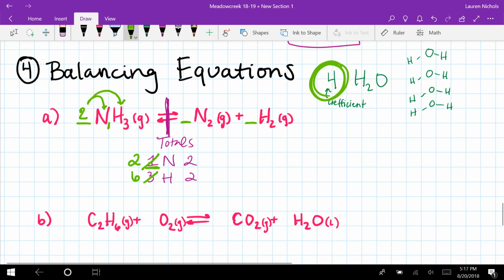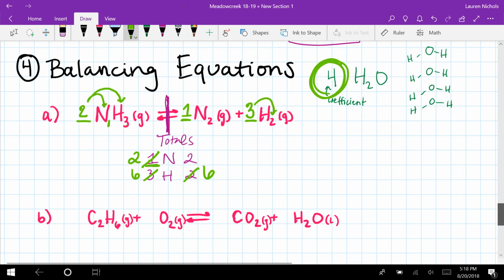So my nitrogens are balanced. I have 2 on either side. But my hydrogens have 6 on the reactant side and 2 on the product side. So I come over to hydrogen, I say, okay, what times 2 will change my total to 6? And the number is 3. 3 times 2 is 6. And now I have a balanced equation. So you might be asking, well, what does that mean as in front of the nitrogen? Well, remember, chemists are really lazy. We don't write down ones, so we can leave it blank, which is how you would see it most often, or for the sake of our OCD, we can put a 1 there. Okay, so that's how we would balance this equation.